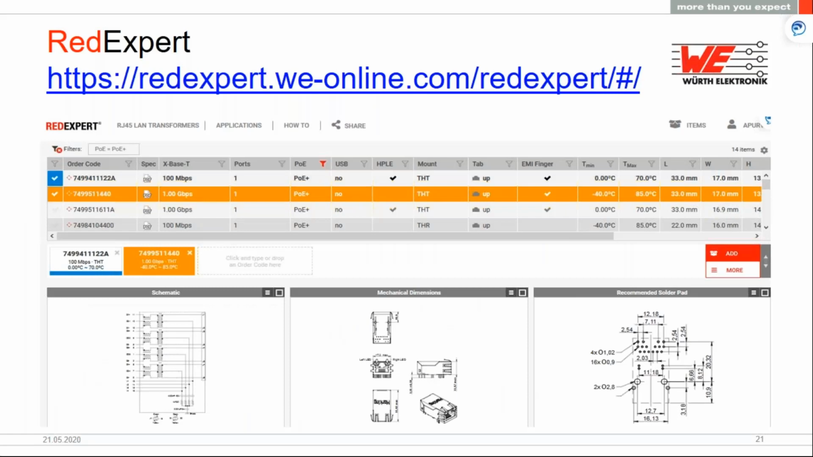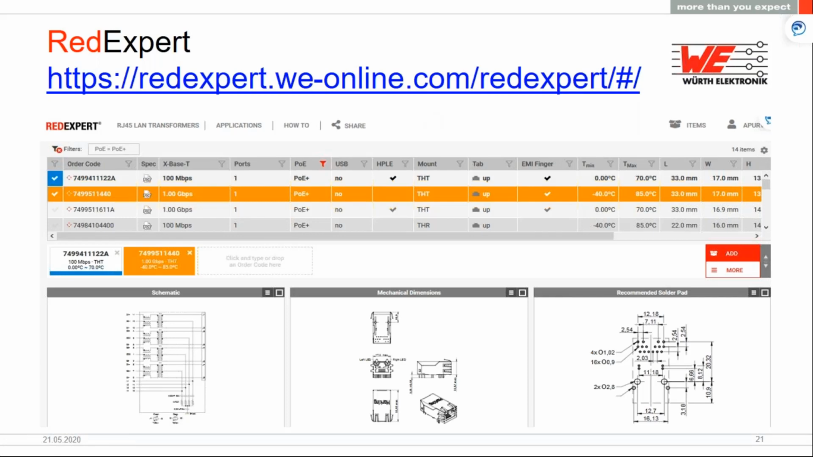Now, taking into account all these parameters and measurement setup, we have developed a very easy online tool that is available on our website called RedExpert. And it can help you with better selection, with better understanding of the product. So now you can just follow the link, which will be available later in the presentation, or you can simply type in RedExpert on Google and it will direct you to the homepage of RedExpert.